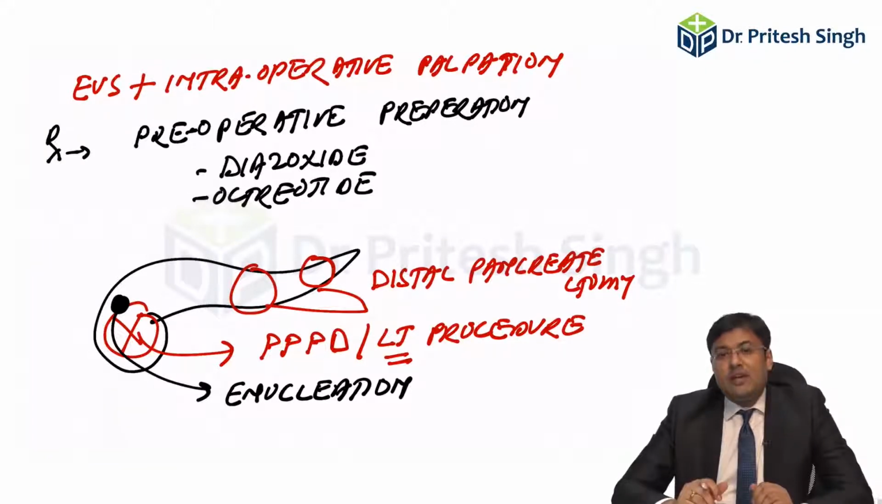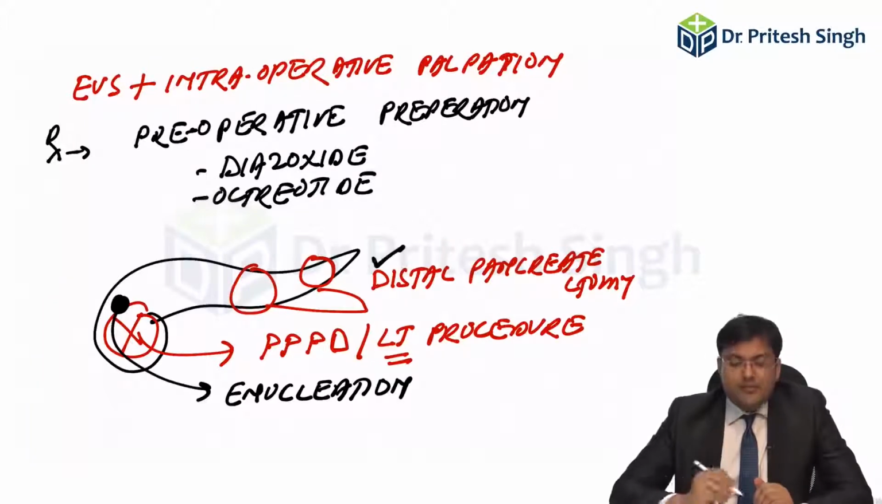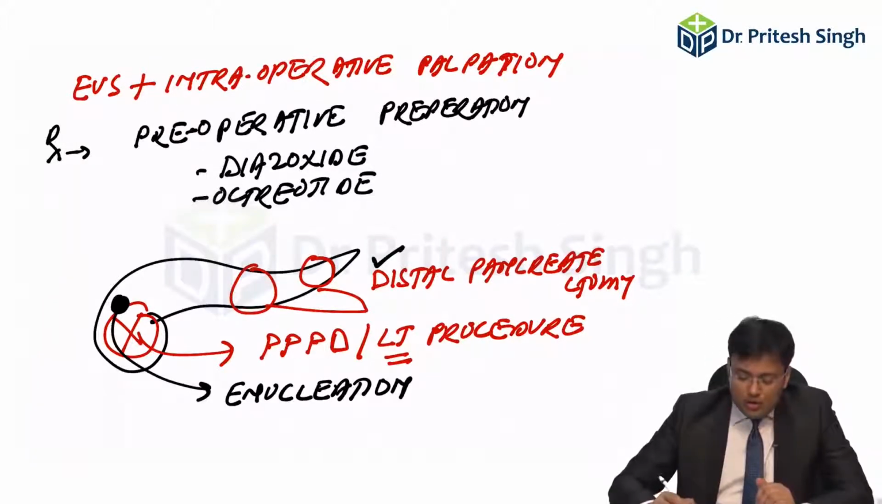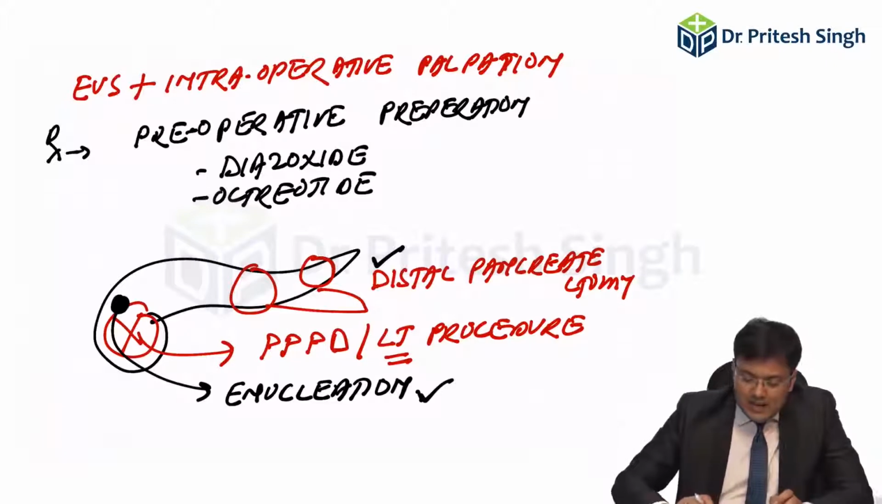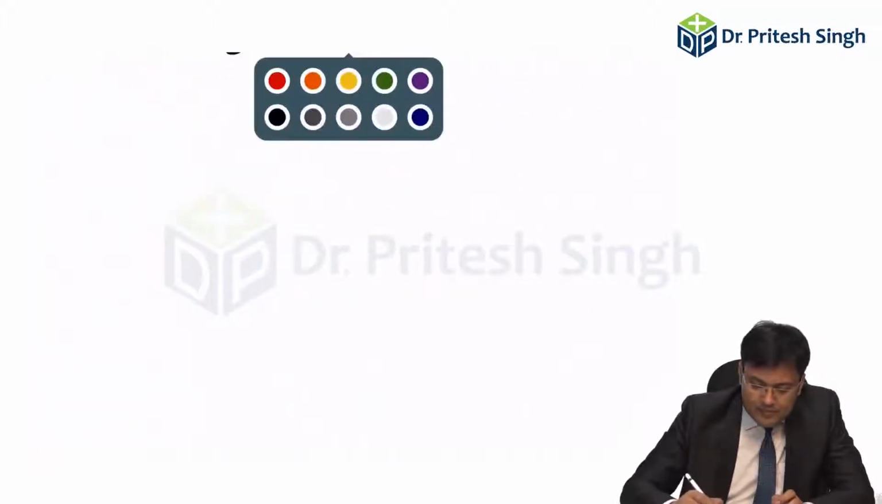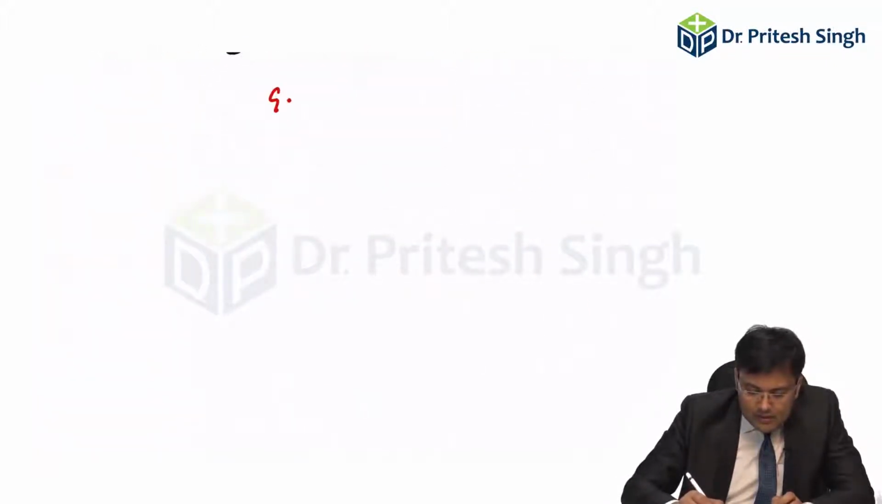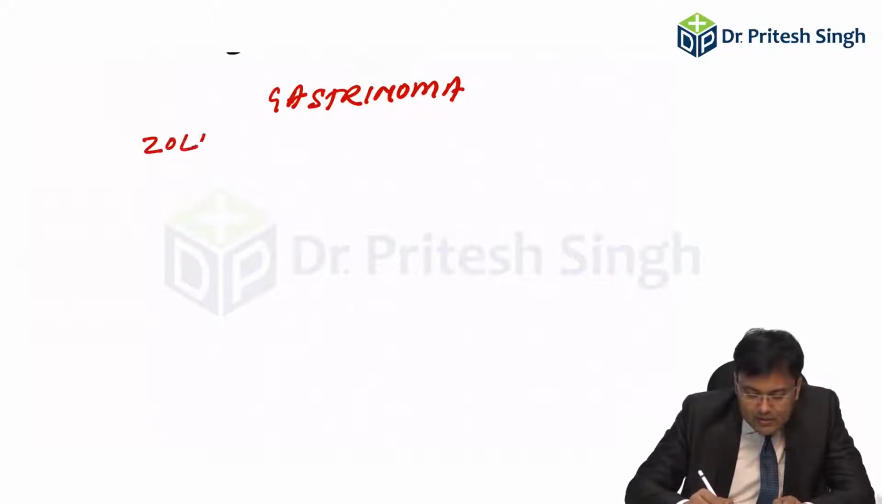So for benign tumor in the head, treatment of choice enucleation. Now simple question. Insulinoma located in body and tail. What's the treatment of choice? Distal pancreatectomy. And insulinoma located in head of pancreas. What's the treatment of choice? Enucleation. Why? Because it is benign. So this is how we treat insulinoma. Next, gastrinoma. The other name of gastrinoma is Zollinger-Ellison syndrome.